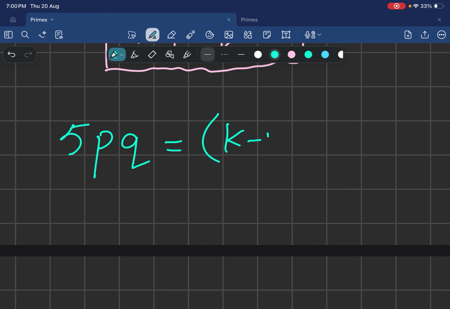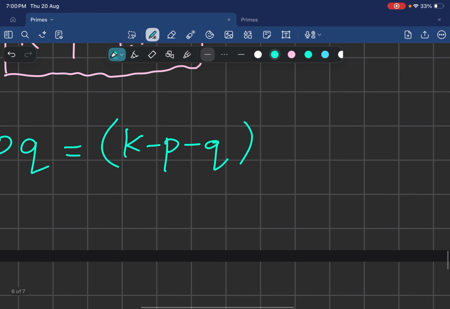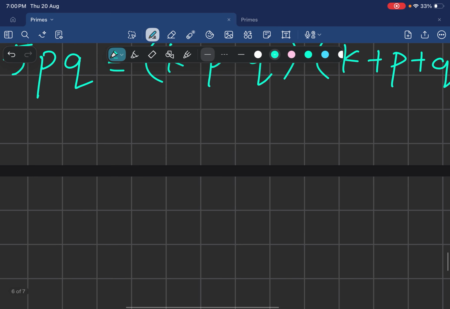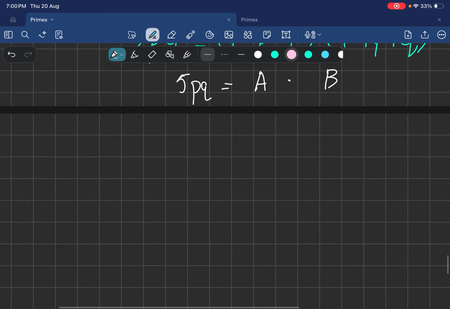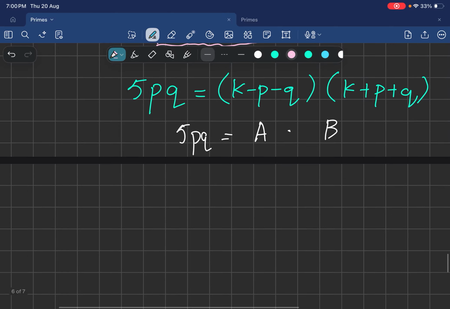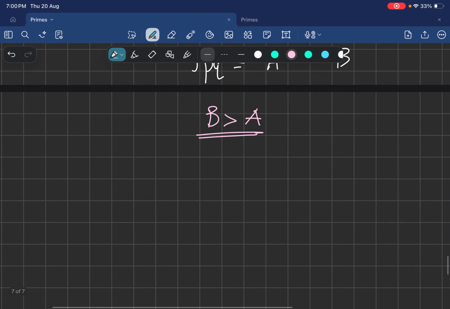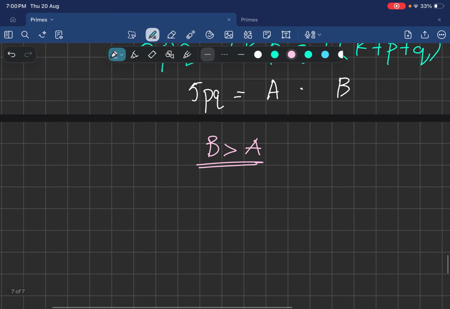5pq is equal to k minus p minus q, and k plus p plus q. So let this be a and let this be b. Now I can make those cases again, but be careful that b will be greater than a. Remember this, b has to be greater than a. So I can make a lot of cases.